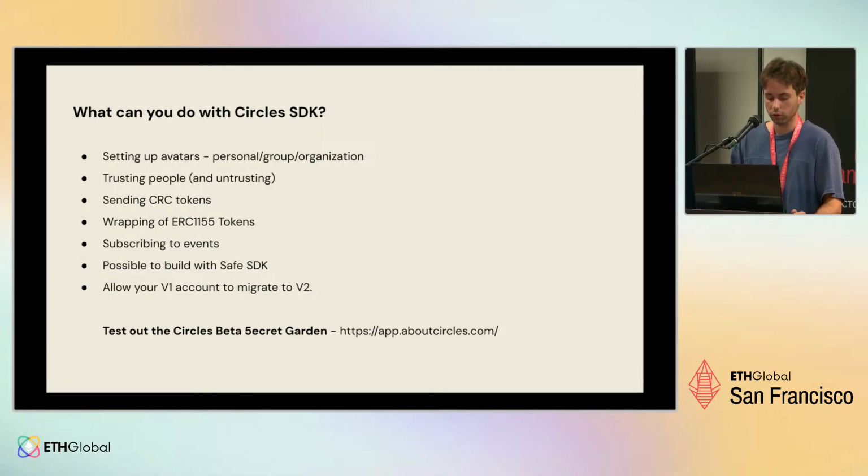There is also a function to wrap and unwrap the Circles token. You can subscribe to events from the smart contracts. There is also the possibility to build with the Gnosis Safe SDK, if you want to build a Safe application. And then we also have a migration function. If there are users from the old smart contracts, so Circles V1, there is a function to migrate them to V2.